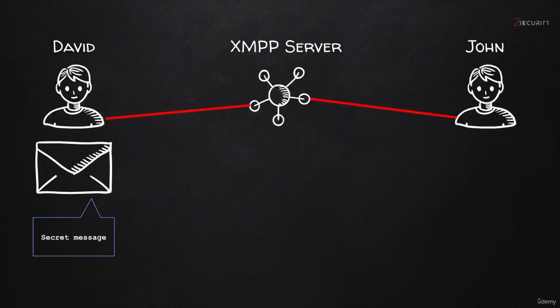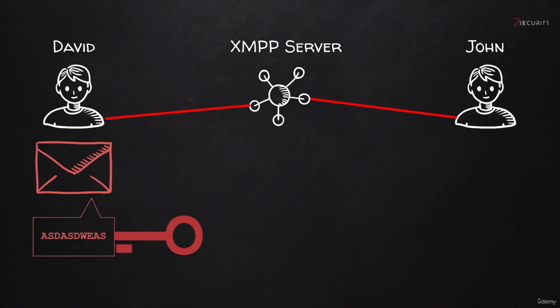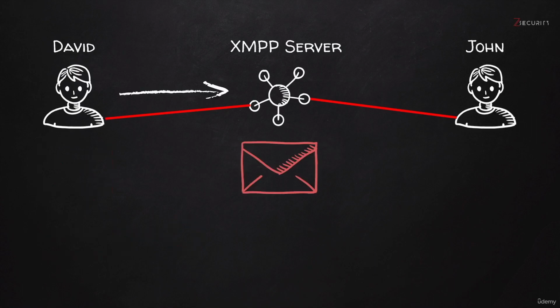Now, the way this works is, so let's go back to our diagram. We have David who wants to send a message over an XMPP server that is using TLS. So as you can see, we have red lines here indicating that the communication is private. But what happens is, before sending this secret message, David is going to encrypt the secret message. So the message will become gibberish, and then, and only then, he will forward it to the XMPP server. This means that the message that the server will receive will be gibberish.